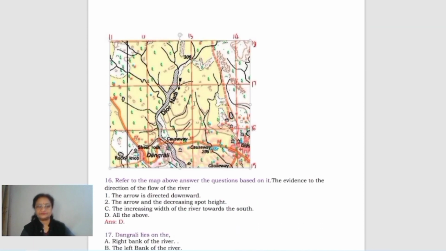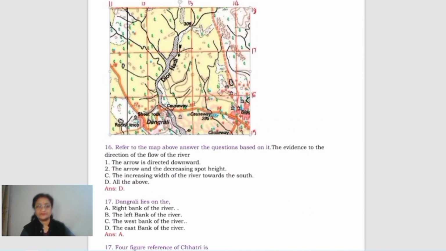Next, come to the topo sheet. Refer to the map above, answer the questions based on it. Evidence to the direction of the flow of river. What evidence can you find here which shows that the direction of flow of river is towards south? Number one is, you can see the arrow is given. Yes, number one. Number two is the decreasing spot heights.